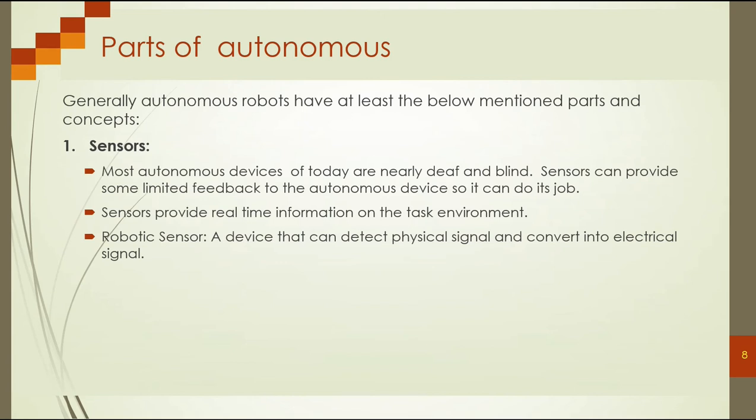Because maybe if, for example, you are in the room, so you come to this place, there is some dust or some dirt, so it's clean. The vacuum cleans it. And then after that, maybe if I want to come to the same place, the sensor now will provide me some real-time information. It's already cleaned, so no need to clean again. So the robot sensor is a device that can detect the physical signal and convert it into an electronic signal.